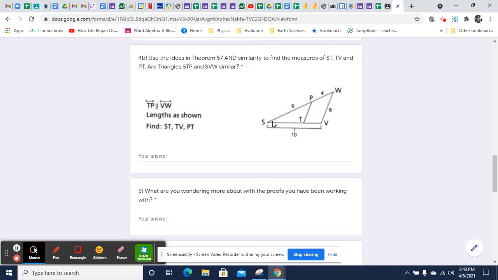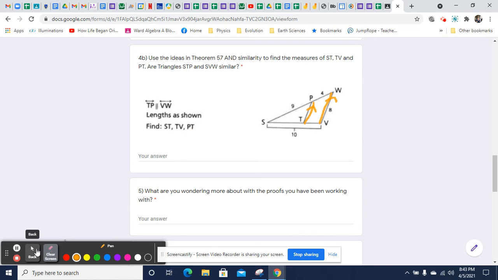So we've got TP. This is TP. Okay, I'm going to use a different color this time. So TP here is parallel to VW. So I'll make a little parallel mark right there. And we're supposed to figure out what ST and TV and PT are.